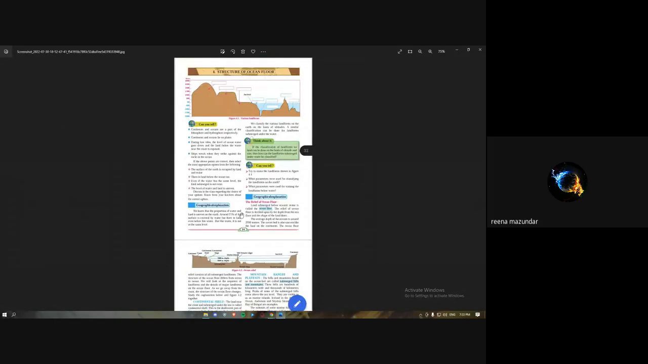Now my next topic is structure of the ocean floor. It may be a new topic for others, but for those who are students of 8th and 9th standard, it is a very easy topic. In the lower class, we don't have this topic right now, but you must know what is there in the ocean.